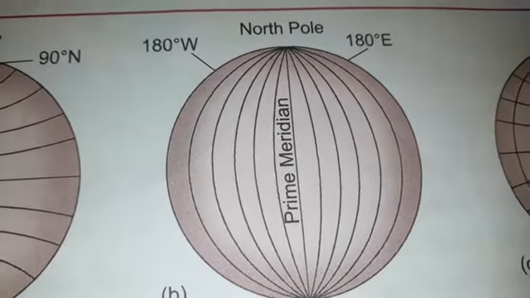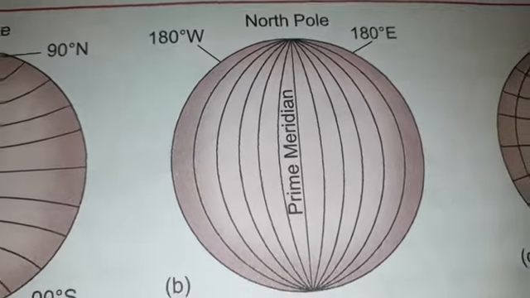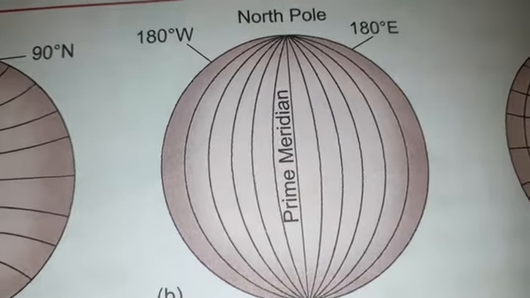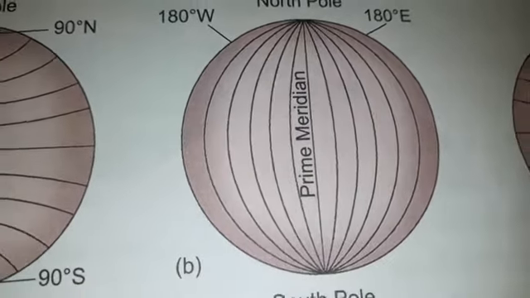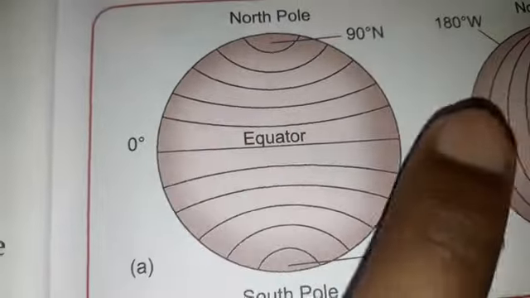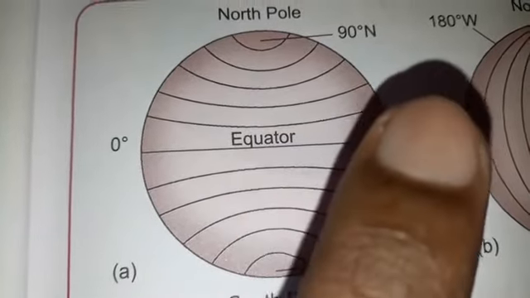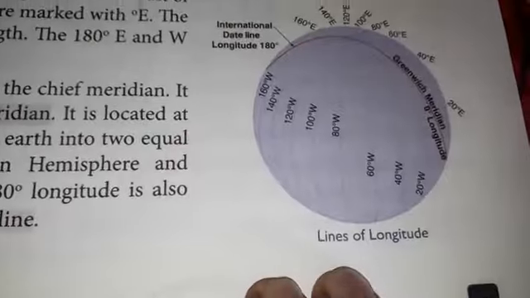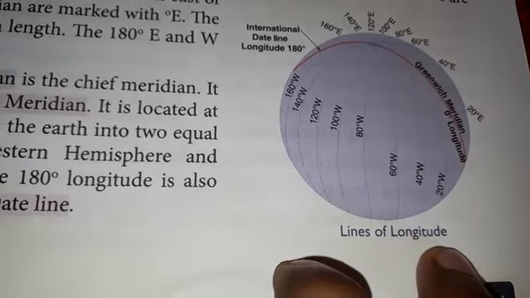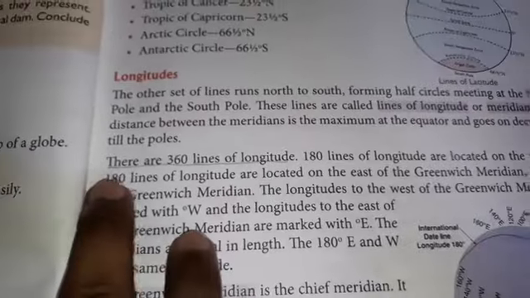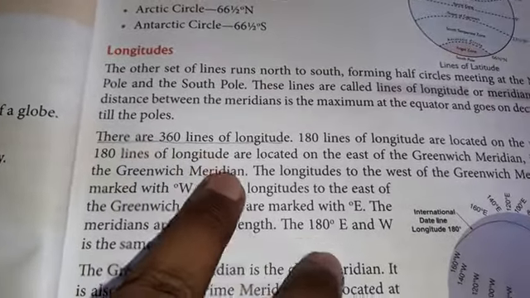Such types of lines that run from north to south are called longitudes, and such types of lines that run from east to west are called latitudes. Look at this picture, lines of longitude. There are 360 lines of longitude.